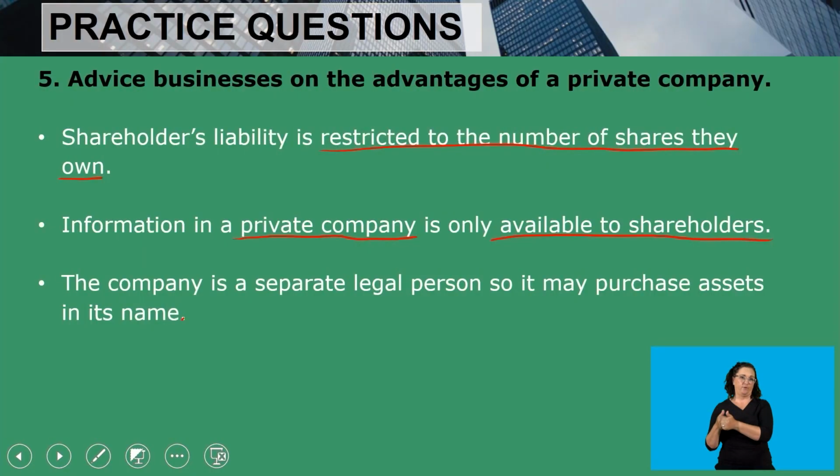As we've mentioned also earlier on, they do not offer their shares to the public, and they have less restrictions or operational restrictions than the public company. The company is a separate legal entity, so it may purchase assets in its own name. So when we say a company is a separate legal entity, we are able to register a private company, then it has its own name. We are able to buy assets with the name of a company. We are able to go and ask for a loan in financial institutions using the name of the company.